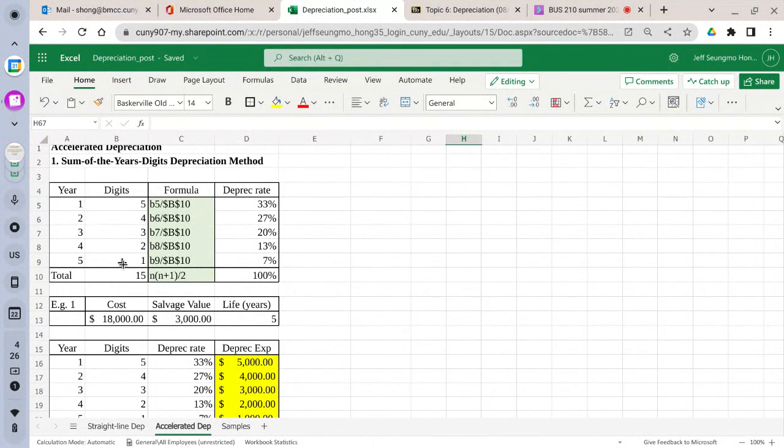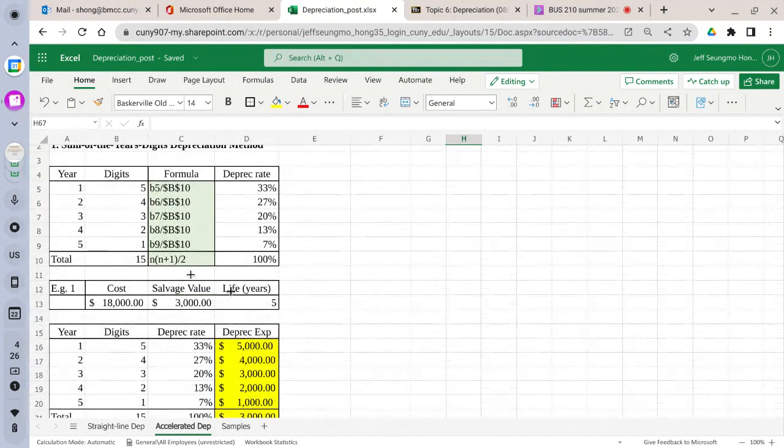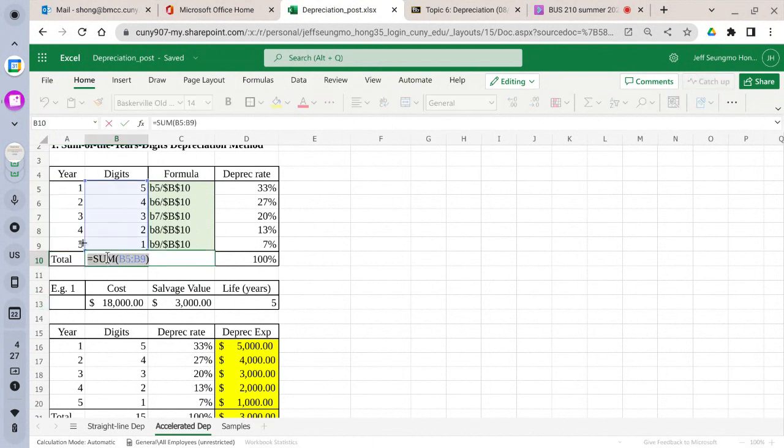So first, the sum of the year's digits method is also called the rule of 78. It's the same thing as rule of 78. Why is it called rule of 78? I'm going to explain later. First, for example, if the service life is 5 years, in this method, what they do is first find the sum of all those digits, the year's digits, and that will come to 15, of course. And I even inversed those digits, inverse the order of those digits.